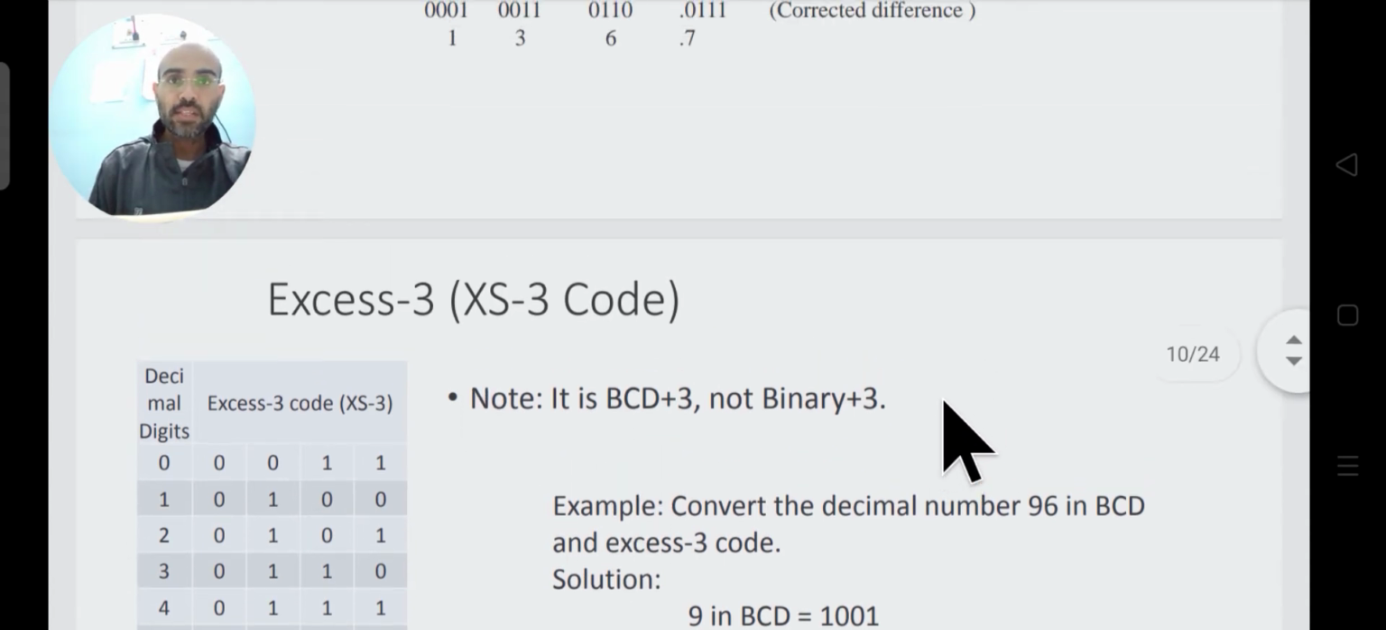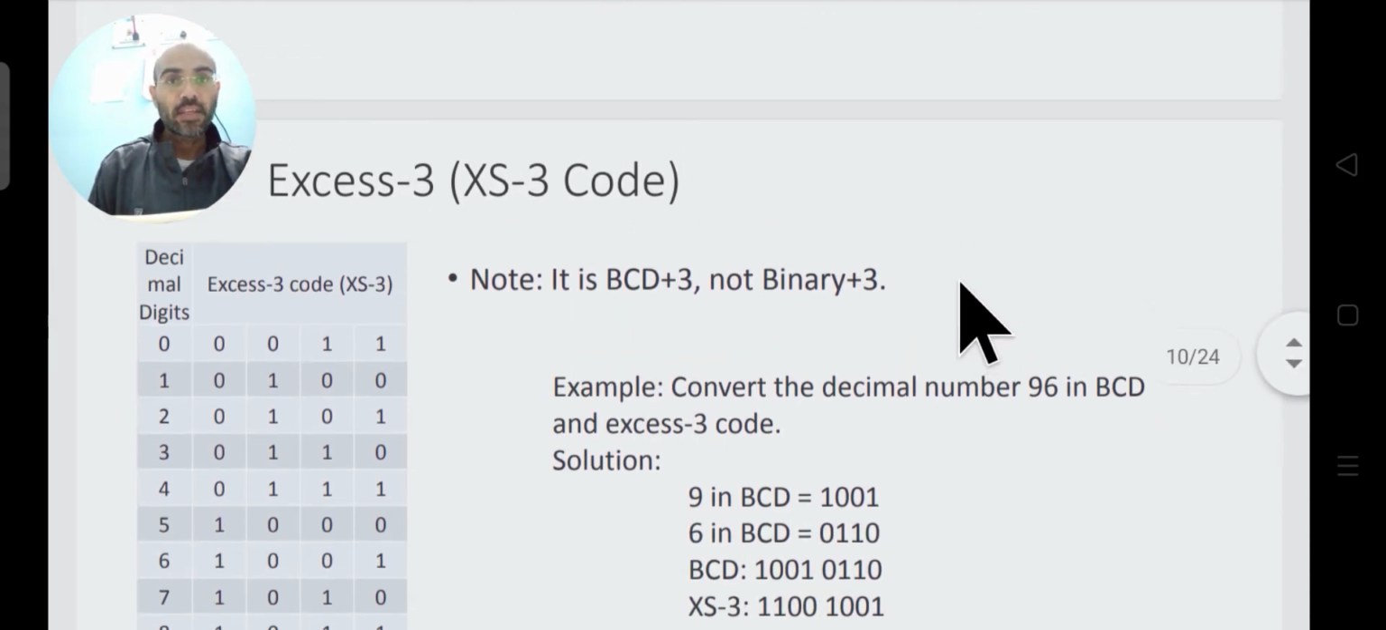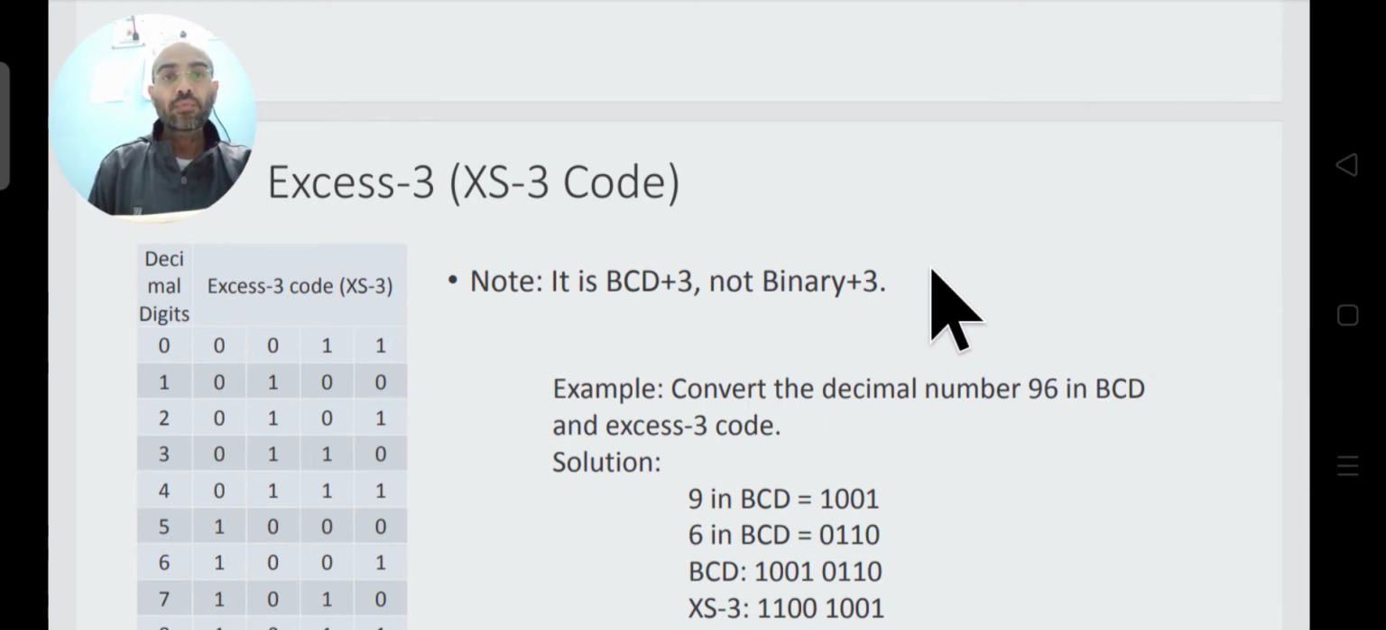The next coding scheme is our excess-3 coding scheme. In the earlier slides, we saw that our excess-3 code is also a sequential code. In a sequential code, the next code is one higher than the previous code, so there is a difference of 1 in the two codes. This particular type of code is used for mathematical operations. So excess-3 code is also used for mathematical operations.